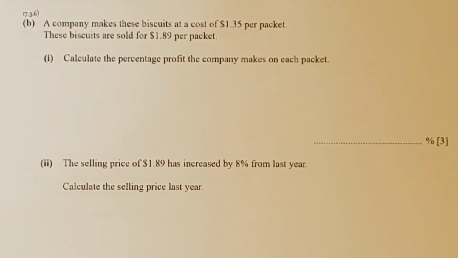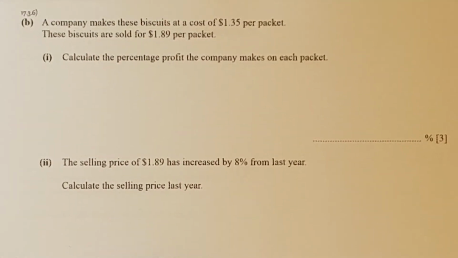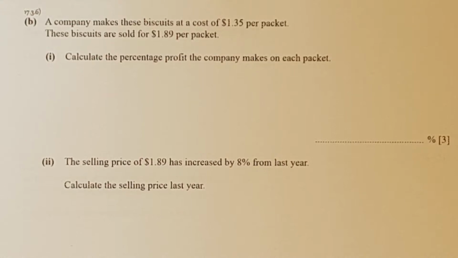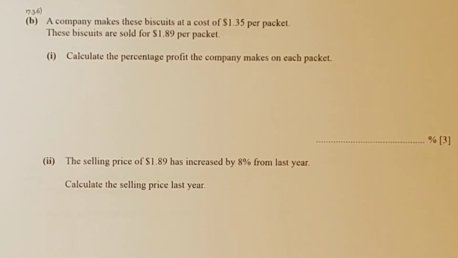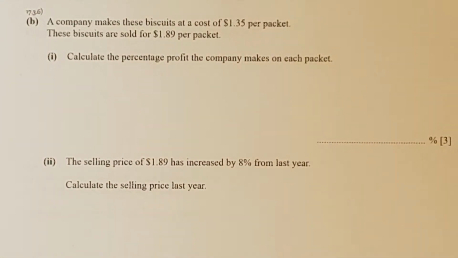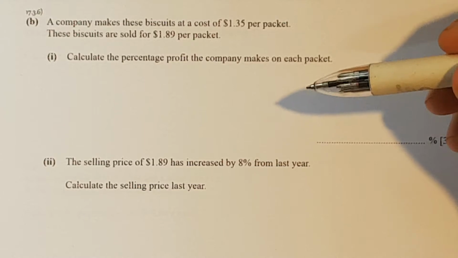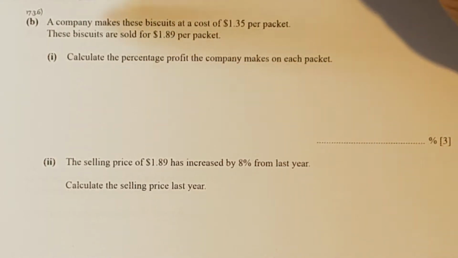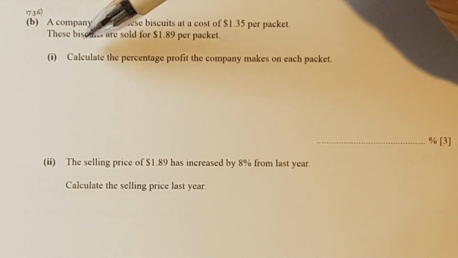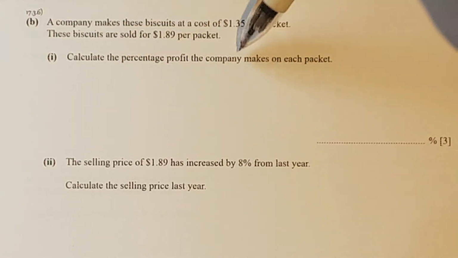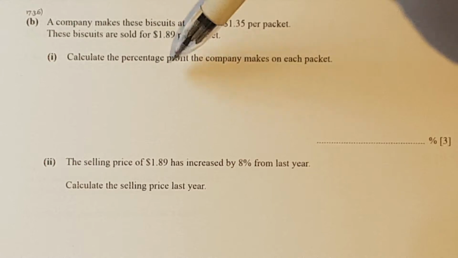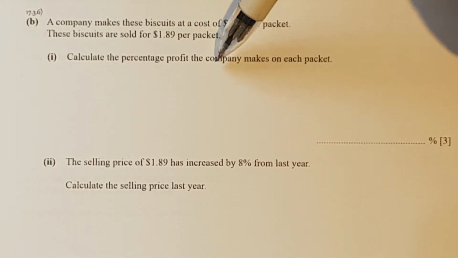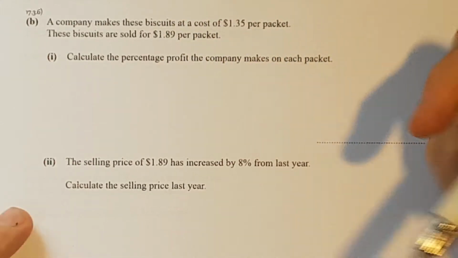I'd like to go over some questions that talk about exponential growth and also percent increase. This question here is a multi-part question, but I'm just picking the parts that are pertaining to the topic. So first one here, a company makes these biscuits at a cost of $1.35 per packet. These biscuits are sold for $1.89 per packet. Calculate the percent profit the company makes on each packet.